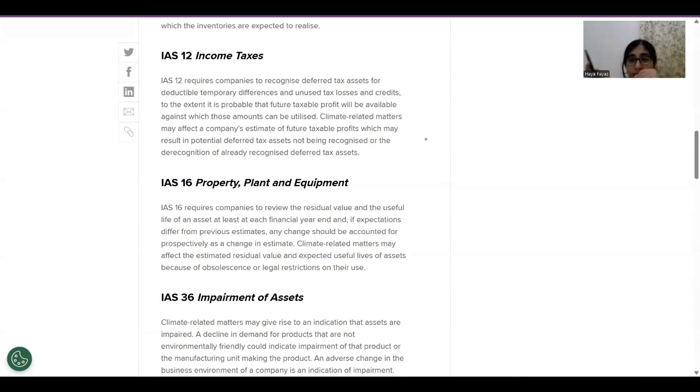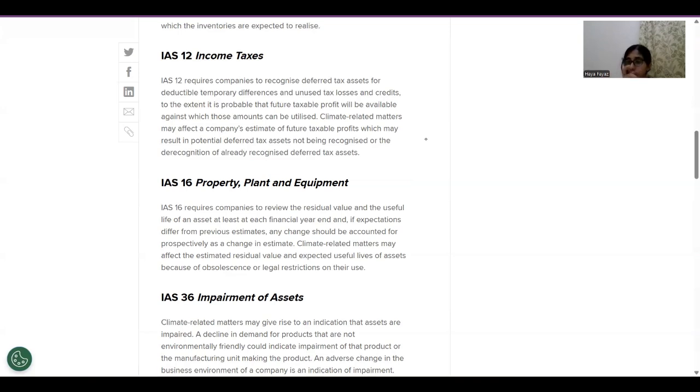So that's what climate related things can do to this. Climate related things can lead to future taxable profits being affected. Of course, your future taxable profits are probably based on estimates, right? You can't clearly say whether you will be profitable. These are all estimates, these are all assumptions. So what we are trying to do here is assume.